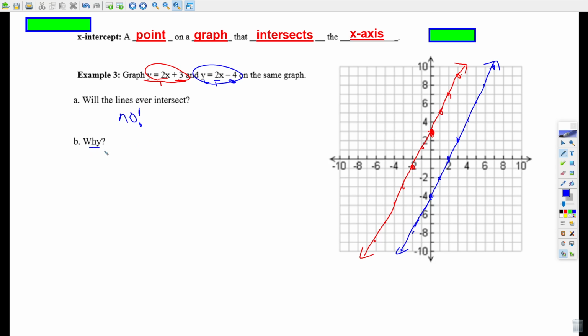So why does that happen? You might know that when you see these two lines and they don't intersect, that means they're parallel. Well, I know they're parallel. Obviously, that means they don't intersect. But why don't they intersect?